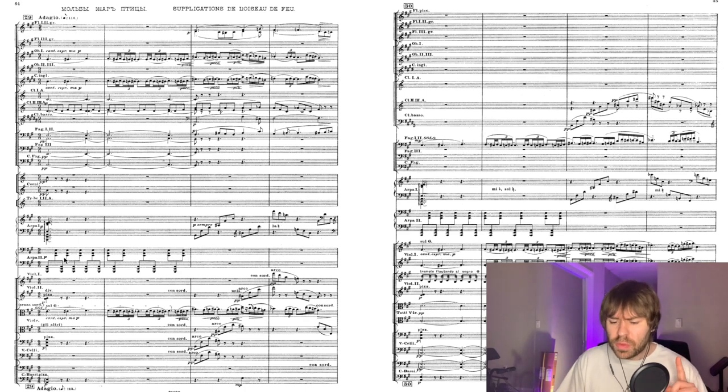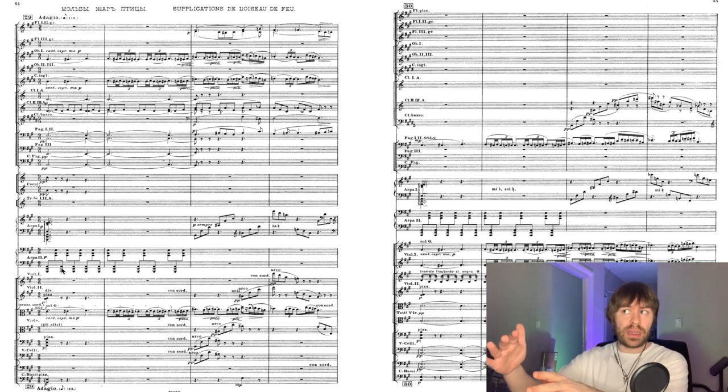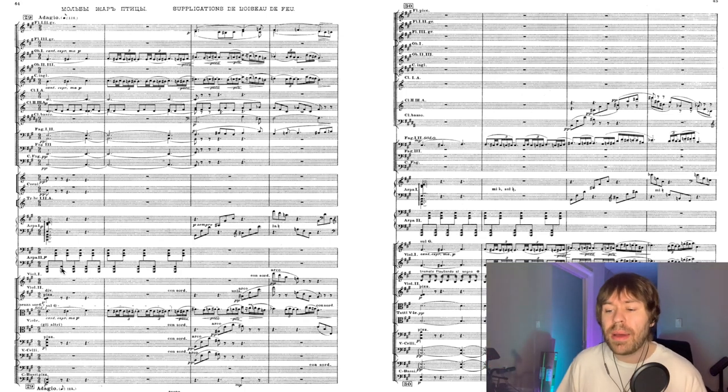I just want to mention in terms of orchestration, the harp doesn't always have to be a gliss instrument. I'm not sure if that's a term, but it doesn't always need to play glissando-esque figures or arpeggios. As we can see here right off the bat, it's just playing power chords. The harp can play chords quite well, and even in the low registers, deceptively well, more than you would think.